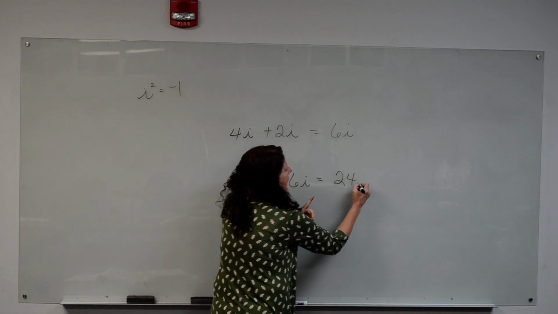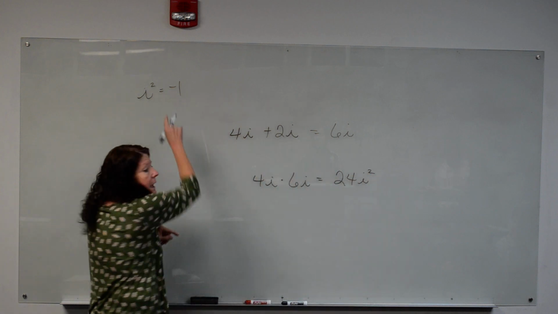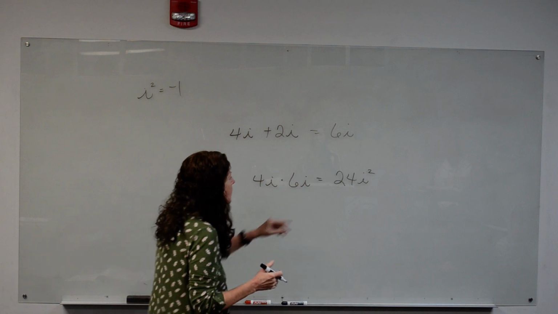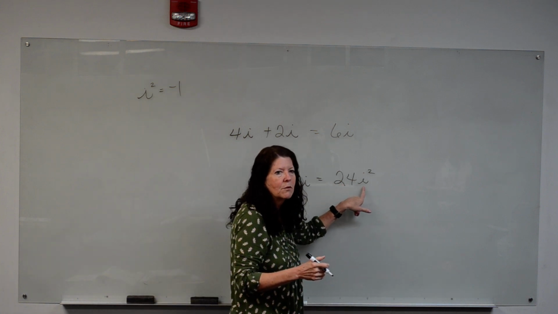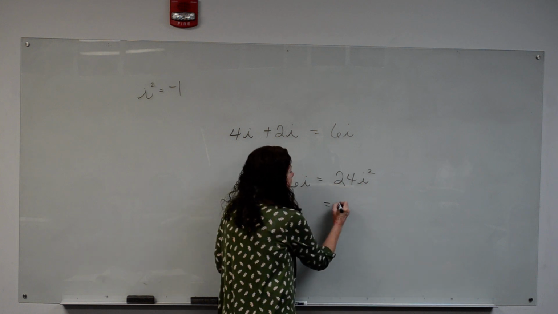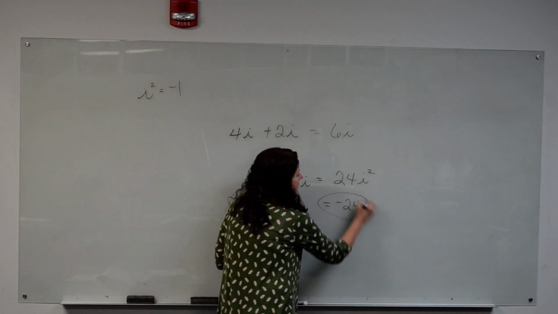24i squared, okay? But remember I said, you're not done if you have i squared in your answer. i squared is equal to -1. So I substitute -1 there for i squared, and my answer is -24.